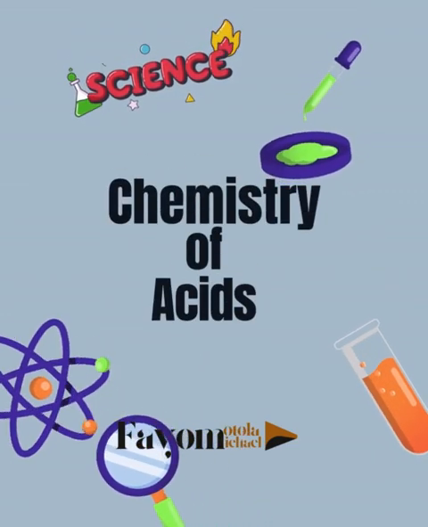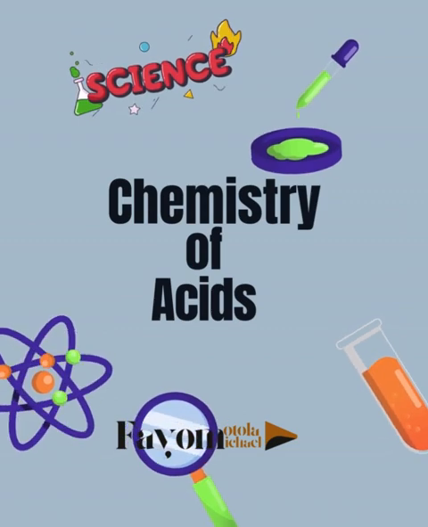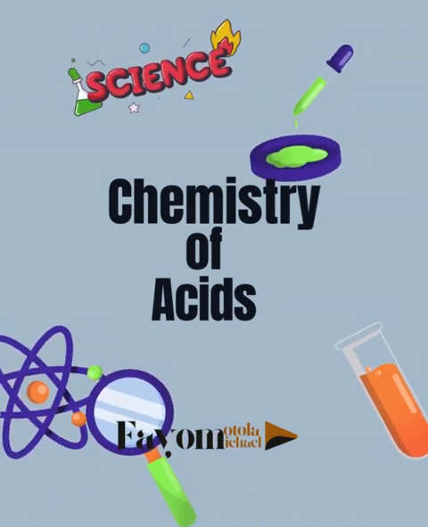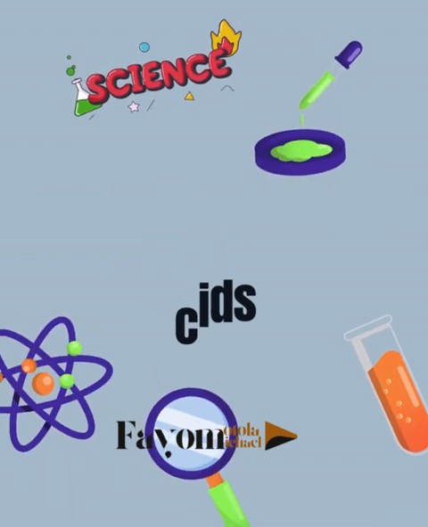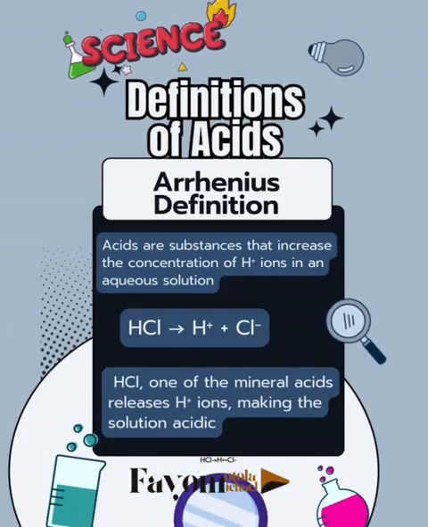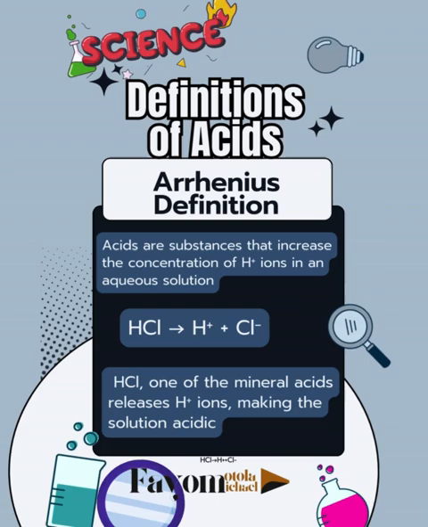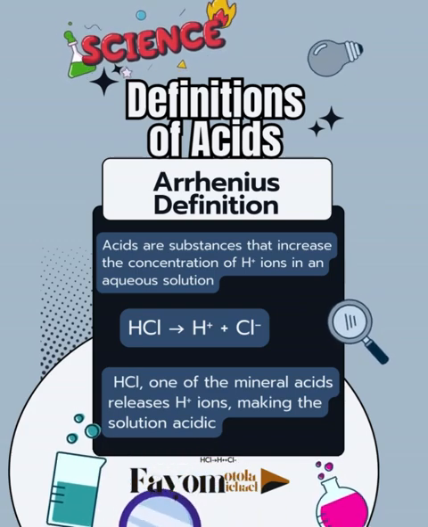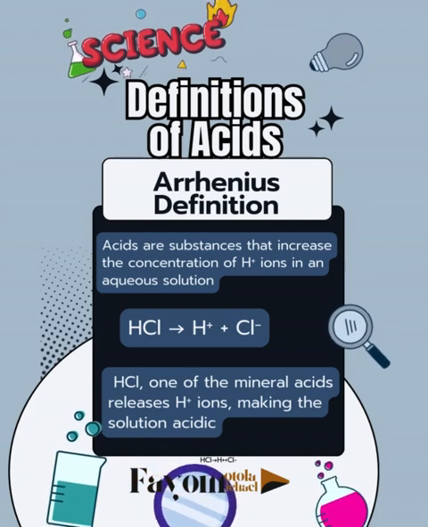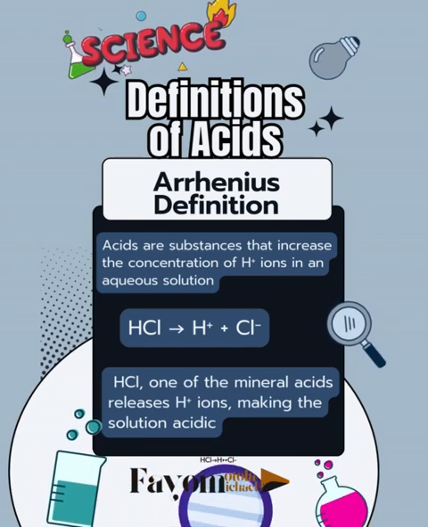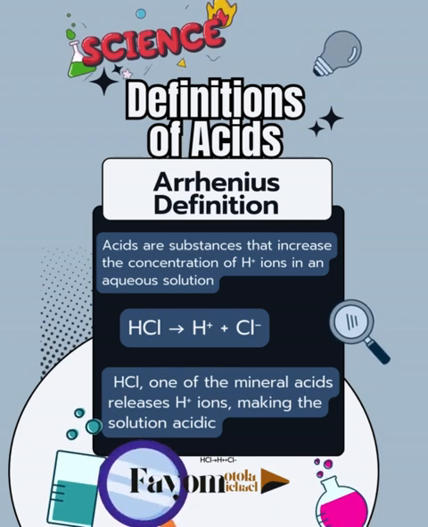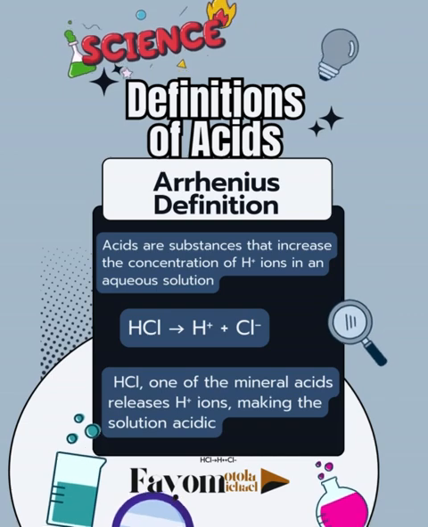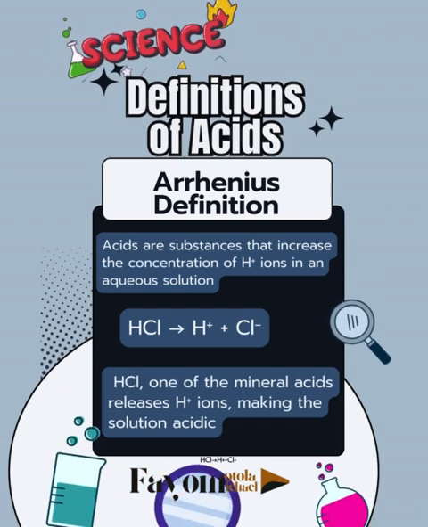Acid. Definitions of acid. An acid is typically defined as a substance that releases hydrogen ions in aqueous solution. Depending on the theory used, acid can be understood slightly differently. Arrhenius' definition talks about acid, when dissolved in aqueous solution, releasing hydrogen ions. This kind of acid are substances that increase the concentration of hydrogen ions in aqueous solution. For example, hydrochloric acid releases hydrogen ions when dissociated in aqueous solution, same as sulfuric acid and nitric acid.